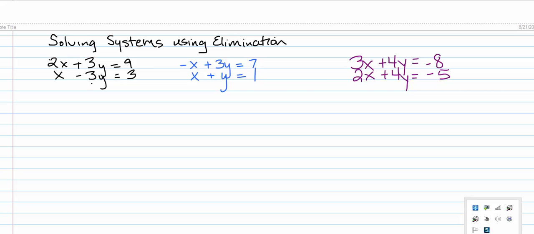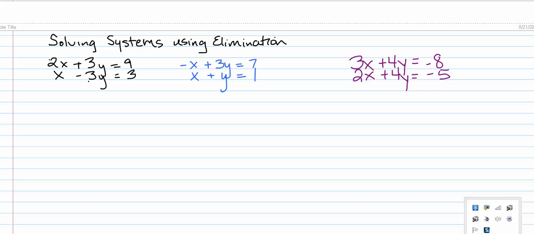Not every time are our systems of equations going to be written in slope-intercept form. And if they're not written in slope-intercept form, using the method of graphing or substitution would require extra work because both of our equations would need to be written in the form of y equals mx plus b.